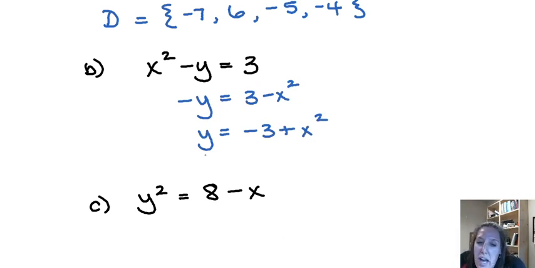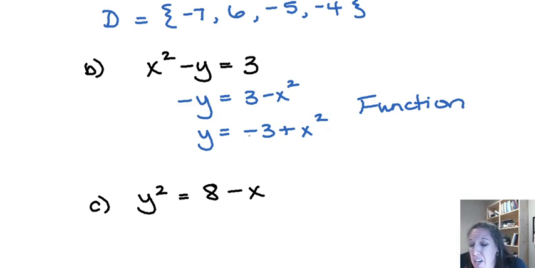The reason we want to isolate that y is to see if we get any repeated y values. So if we take any x number, doesn't matter what it is, and we square it, and we subtract 3 from it, we get a single y value. There's not more than one option there. And because every x gives us only one y, that means this one is also a function.